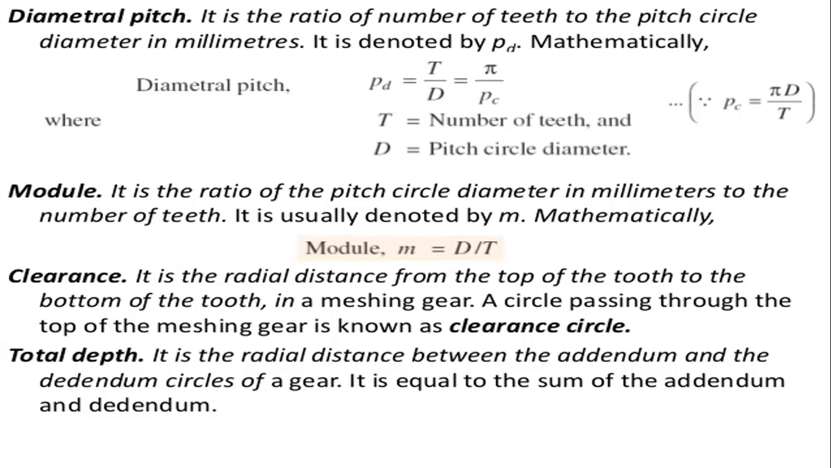Next one is the total depth. So it is the radial distance between the addendum and the dedendum circles of the gear. So it is generally the distance between the addendum and dedendum circles.